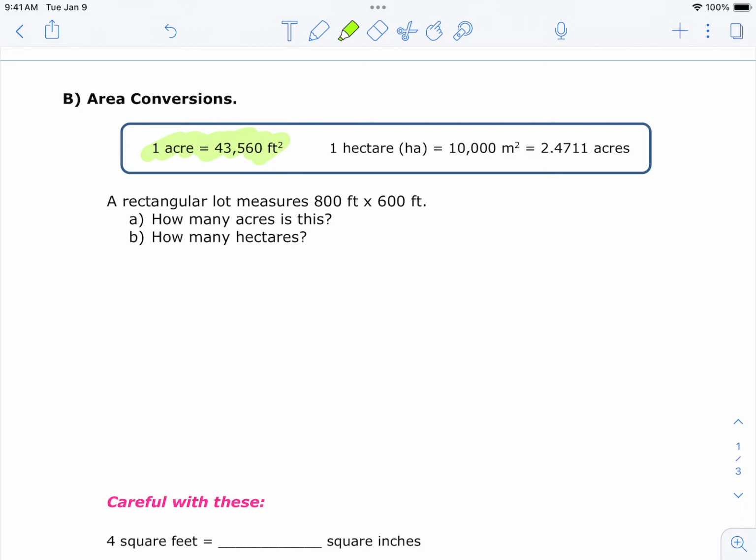There's a thing called a hectare. I think they use these more in Europe, but maybe they're starting to use them.